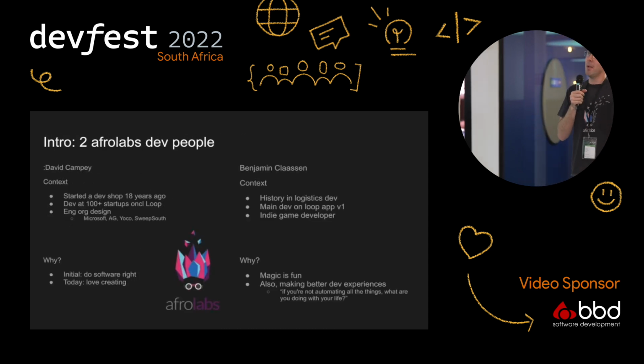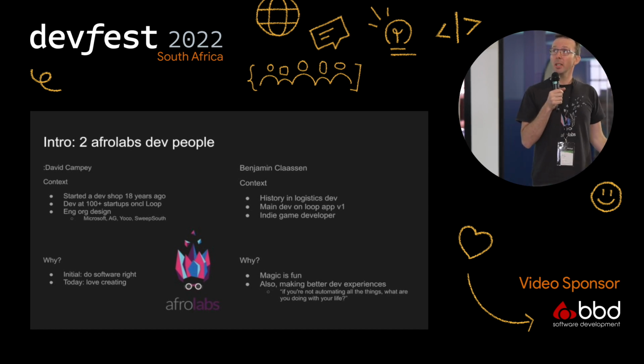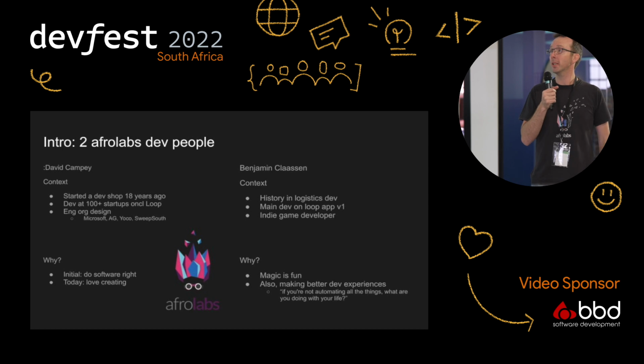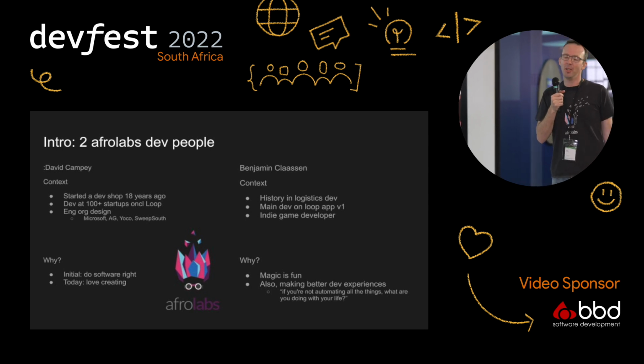So there's 2 AfroLabs dev people in this space. Myself, I started a dev shop 18 years ago. I've done devy stuff at over 100 startups, including Loop, who I'm going to show you some stuff about today, where Glenn is in the audience. A couple of other people have seen what's happening there. I've also done engineering and org design type stuff, whether you call that team lead or coaching, at Microsoft, at Allan Gray, who's a sponsor, so I can shout them out, and at Yoco, not a sponsor, I'll shout them out too.